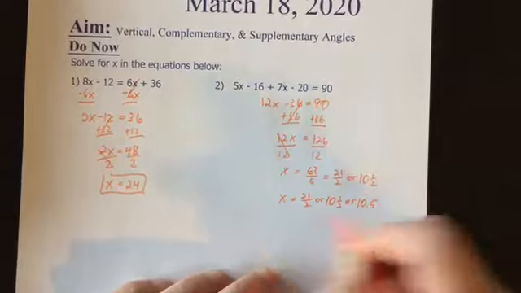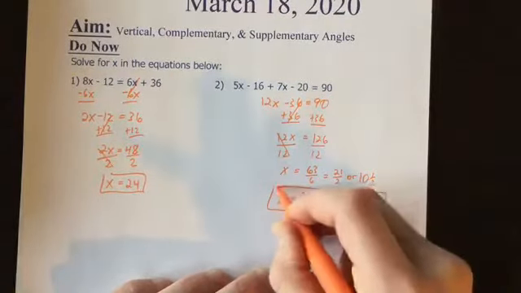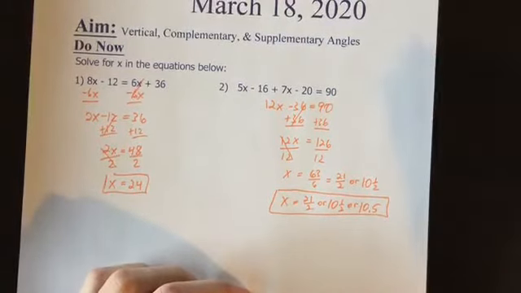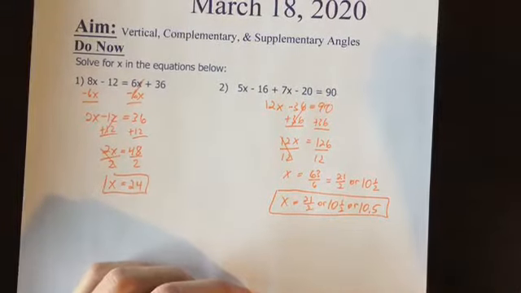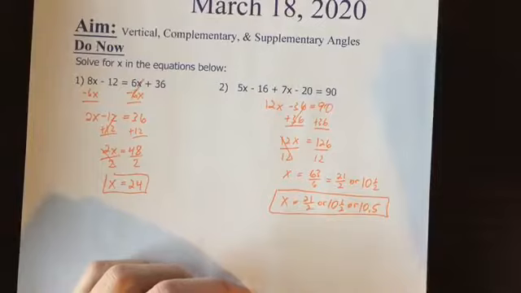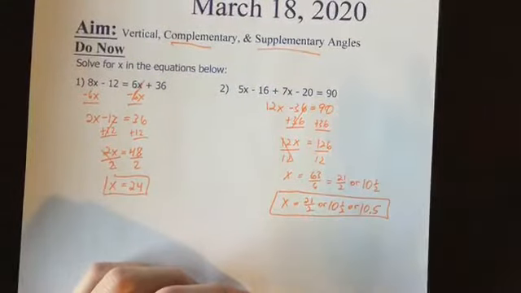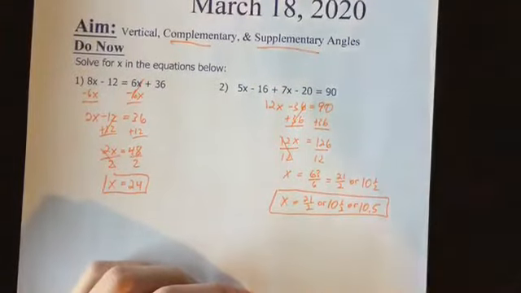or for those of you who prefer your decimals, 10.5. Okay, so now we're going to transition to talking about our main focus for today, which is looking at 3 types of angles: vertical, complementary, and supplementary angles. Let's first start talking about our complementary and our supplementary angles. You might want a random sheet of paper just to jot down a few notes here.